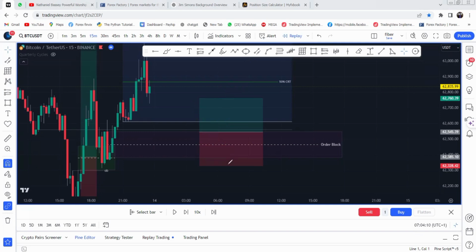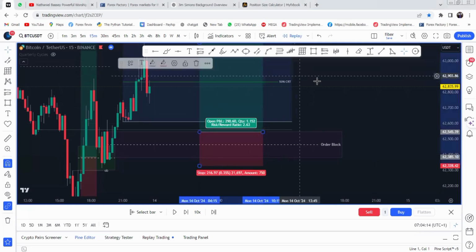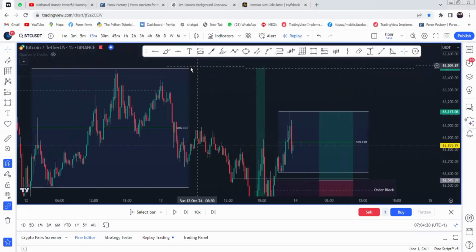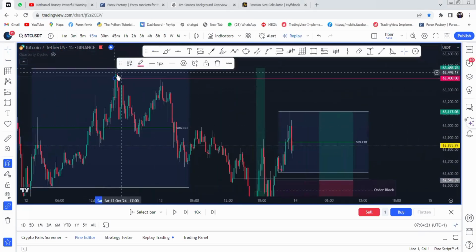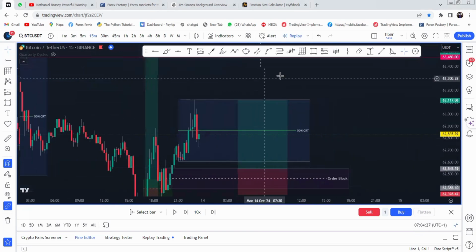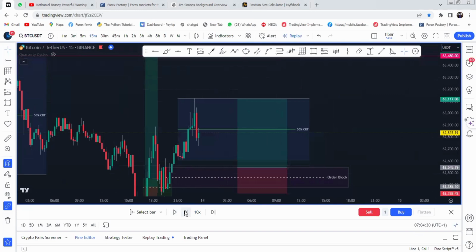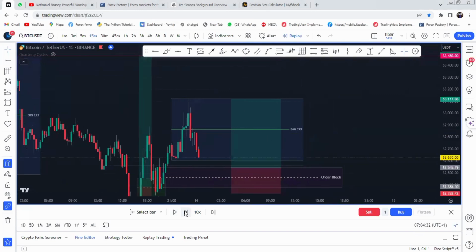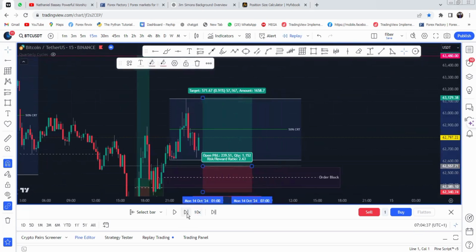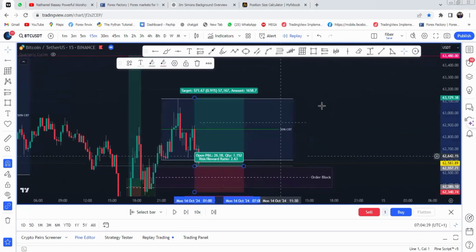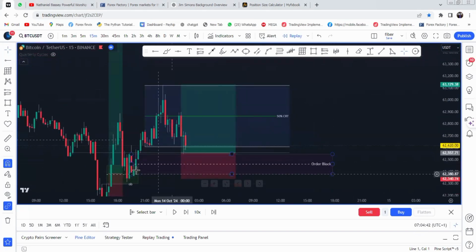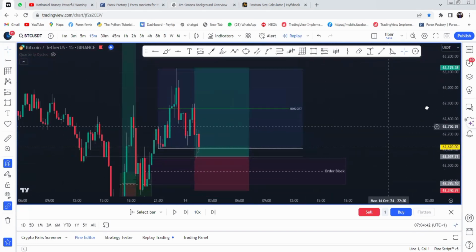Okay, so let's see how the market plays out at this point. Remember, our overall target is the daily CRT high, right? Which is the target for the first trade that we took. So let's see what happens. Okay, so we got tapped in on this order block. Now we are watching the candle formations.